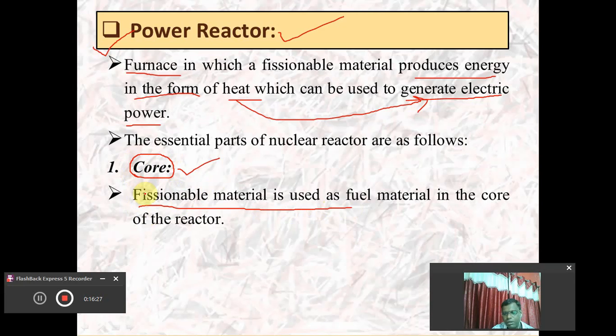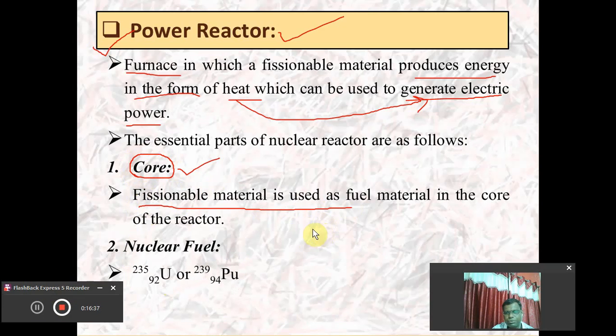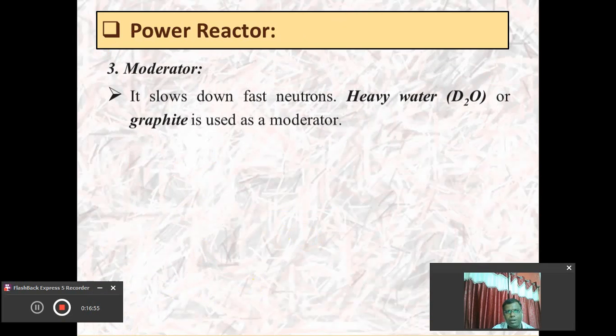You know very well there are two types of fissionable material. Particularly in the power reactor, two types of fissionable materials can be used. One is called uranium 235, and the other is plutonium 239. These two types of materials are generally used in a power reactor to obtain electric power, or electrical energy, from nuclear fission. Next is the moderator.